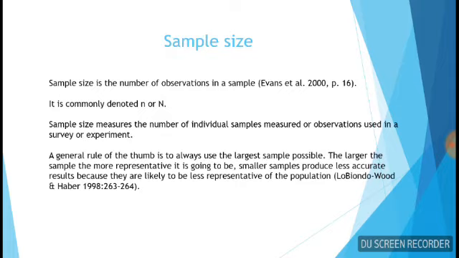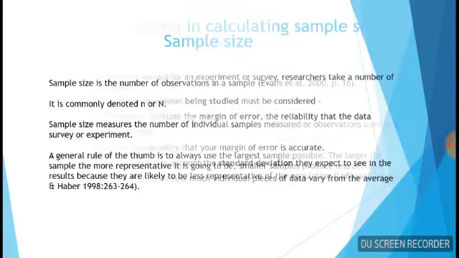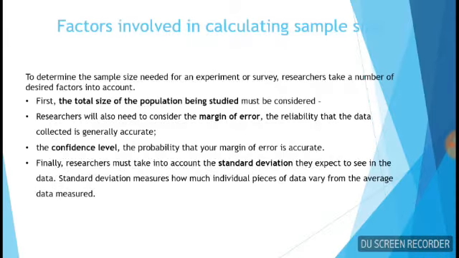Now comes the question, sample size. How much sample size are we going to take when we analyze it? What is sample size? Sample size is the number of observations in a sample. It is commonly denoted n or capital N. Sample size measures the number of individual samples measured or observations used in a survey or experiment. A rule of thumb is always use the largest sample possible. The larger the sample, the more representative it is going to be. Smaller samples produce less accurate results because they are likely to be less representative of the population.